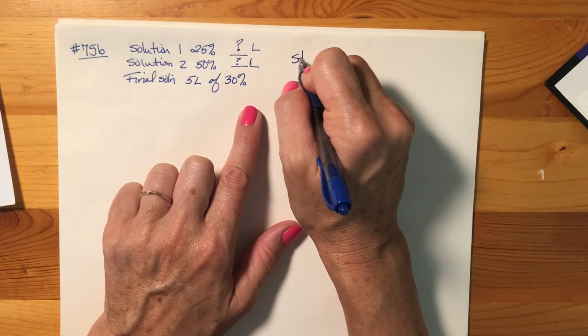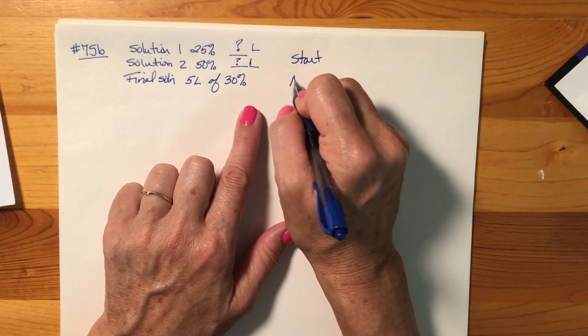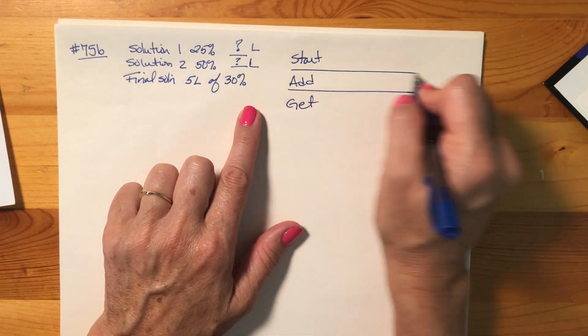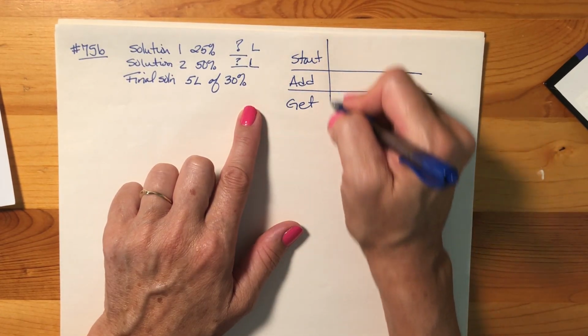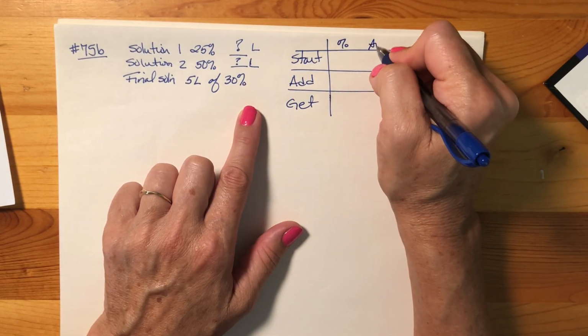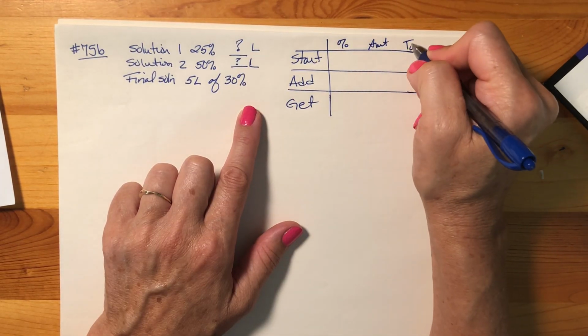So I will say this is a start, this is an add, and you're going to get. Okay, so it's a start, add, get problem. And I'm going to have a percent here. I'm going to have an amount and my total.